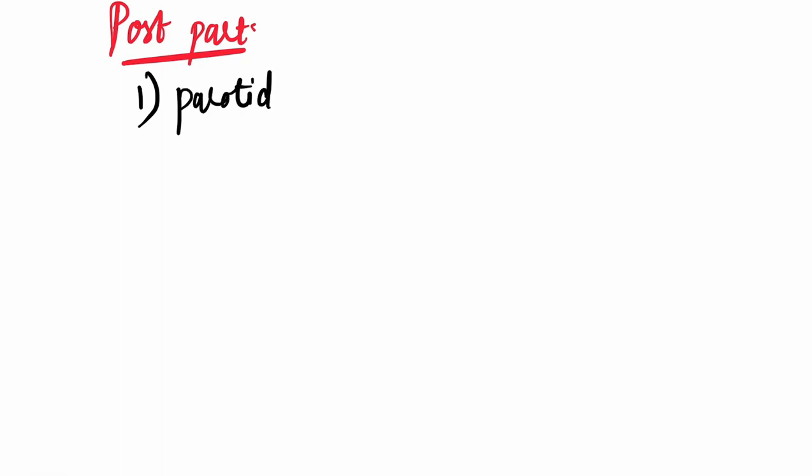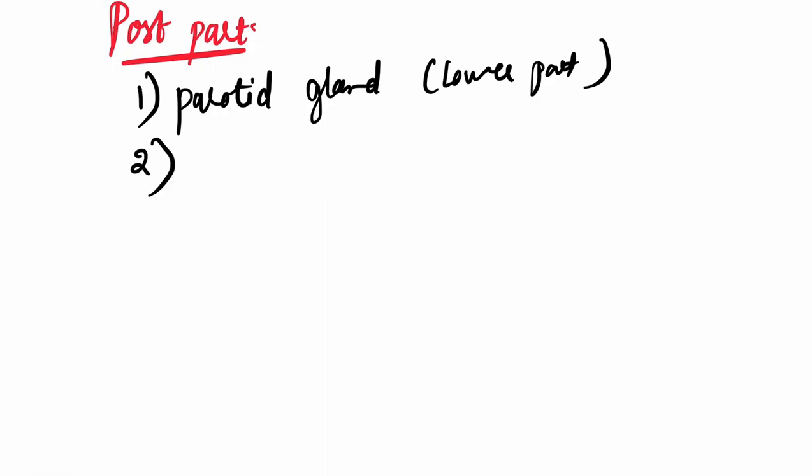What are the contents which are present in the posterior part of the triangle? In the posterior part, we can see the superficial structures like the parotid gland, more specifically the lower part of the parotid gland. Then we have the external carotid artery before it enters the parotid gland.